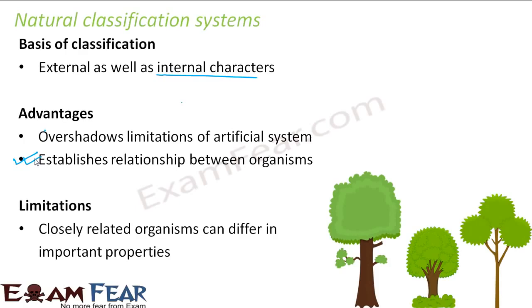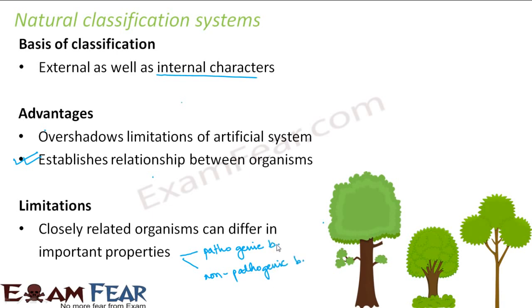With this classification system, these two bacteria will fall under the same class. There was no further classification of bacteria into pathogenic and non-pathogenic. So that was one important limitation of the natural system of classification. Talking about this, we can take the example of pathogenic and non-pathogenic bacteria.